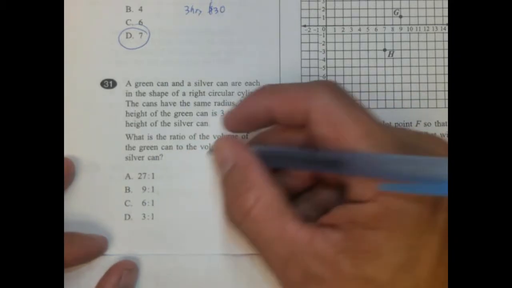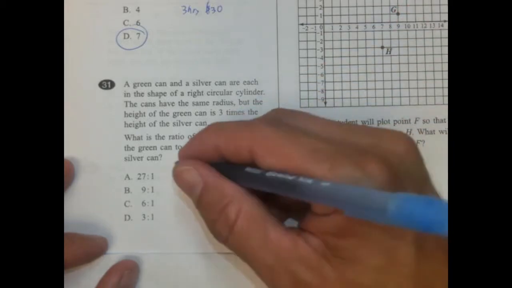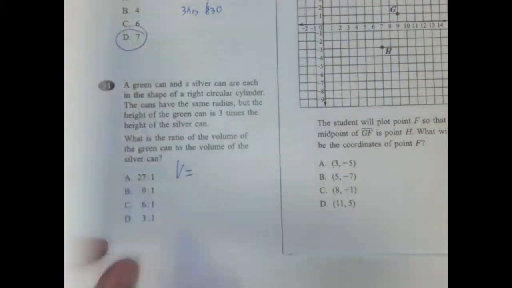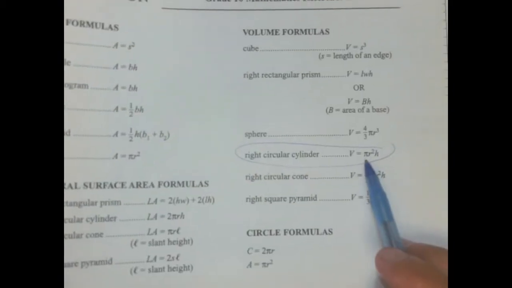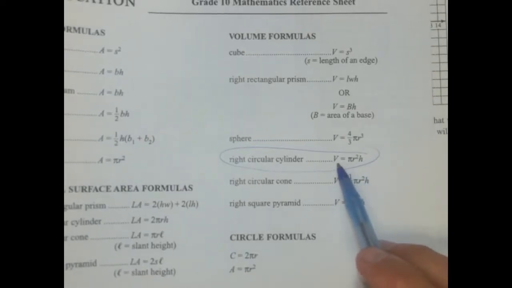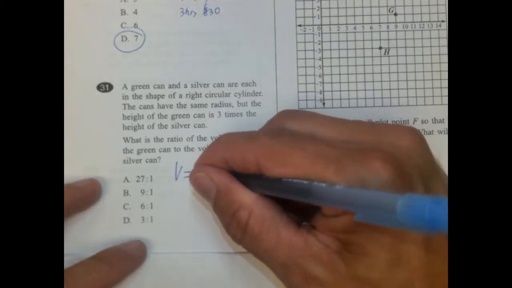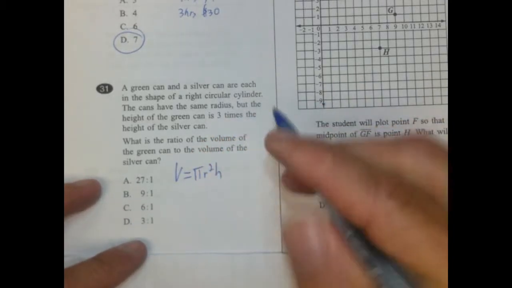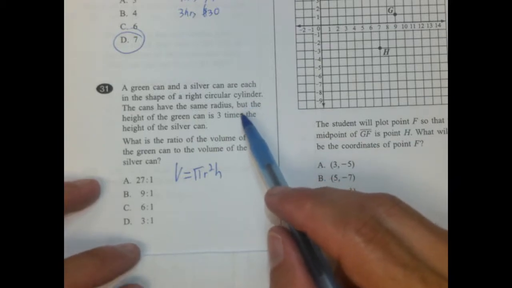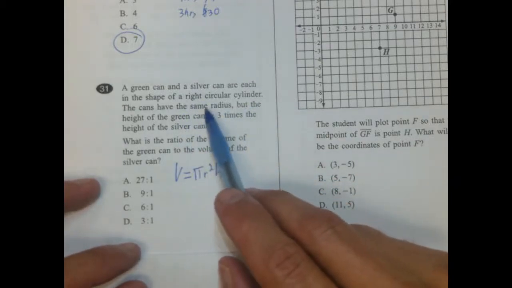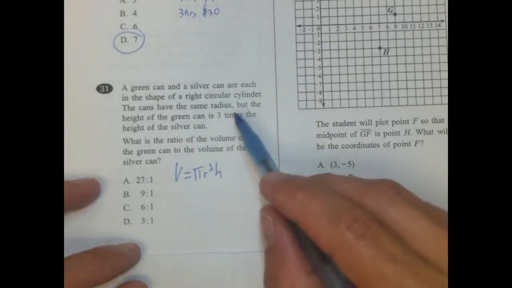Okay, so first thing we need to do is know the volume of a right circular cylinder. So we're going to go ahead and look at our formula here. Right circular cylinder, we actually used this earlier in a previous problem. V equals pi r squared h. Now we're not given any of the actual dimensions. We're just told that they have the same radius, so r is the same, but the height's different.